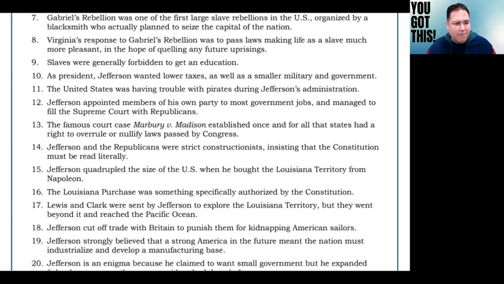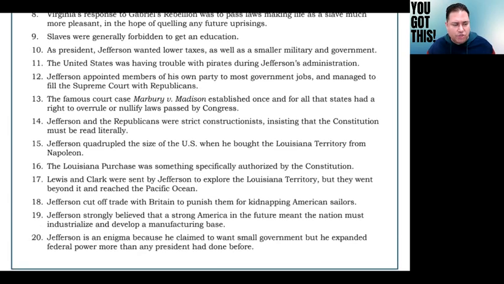All right. Number 14, Jefferson and the Republicans were strict constructionists, insisting the Constitution must be read literally. That is true. So number 14 is true. Number 15, Jefferson quadrupled the size of the U.S. He didn't quadruple the size of the U.S. with the Louisiana Purchase. He doubled it. So you could literally just cross out quadrupled and put doubled, and then number 15 would be true if you make that fix.